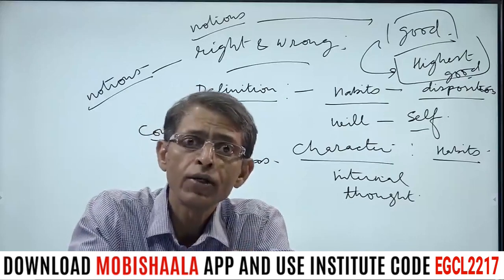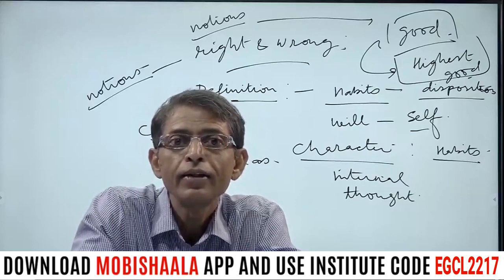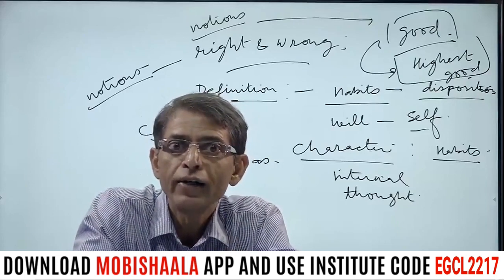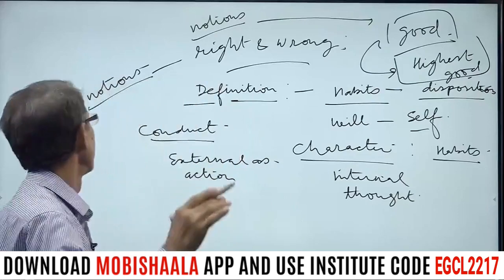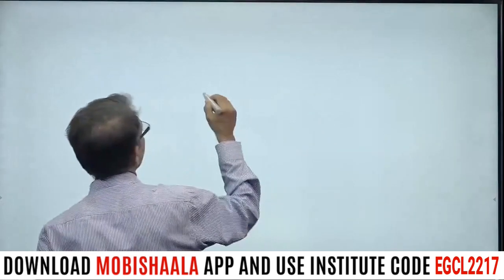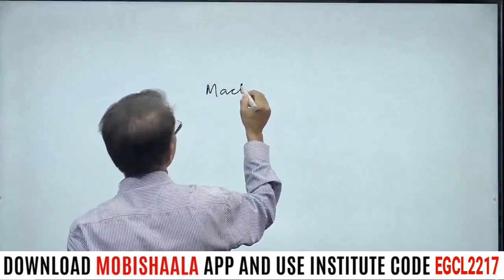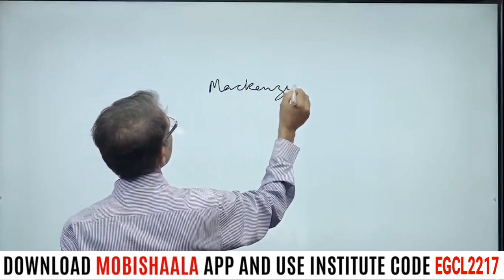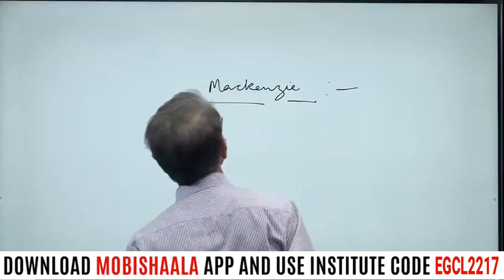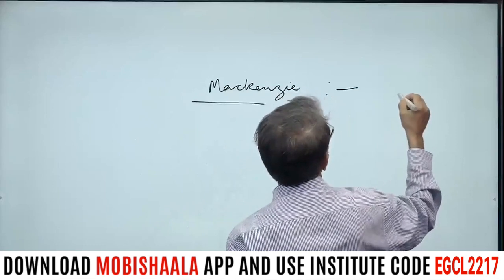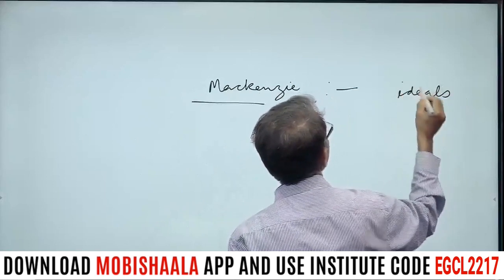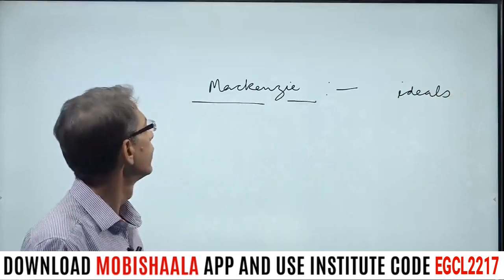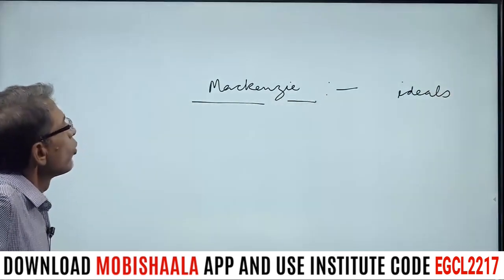This is the definition. So, in short, Mackenzie has defined it as a science of the right and wrong in human life, or a science of the ideals involved in human life. So finally, we can define it in short as Mackenzie has defined it. Mackenzie is a person who defines it as a science, a study of ideals. It's a science of the ideals involved in human life.